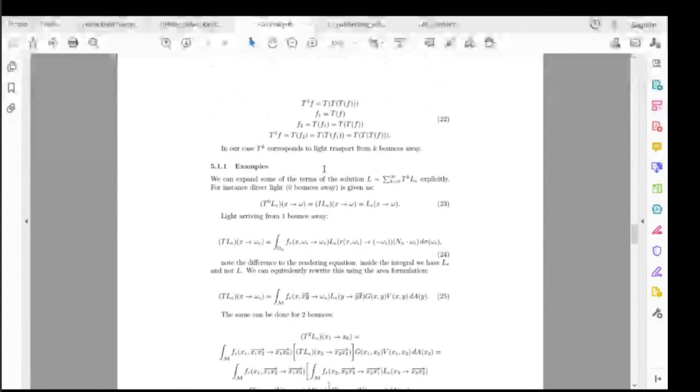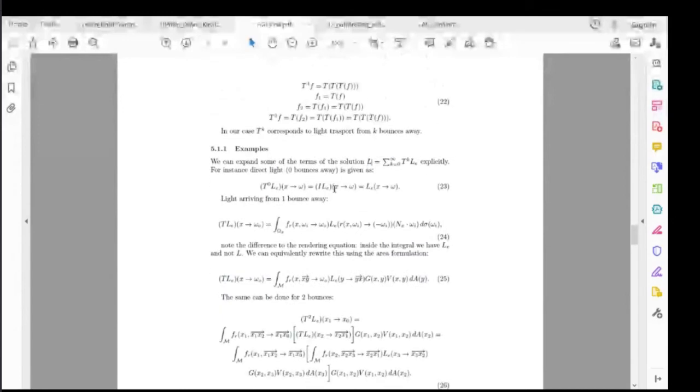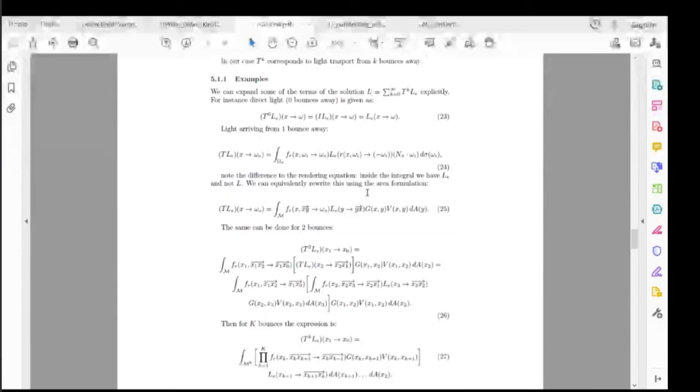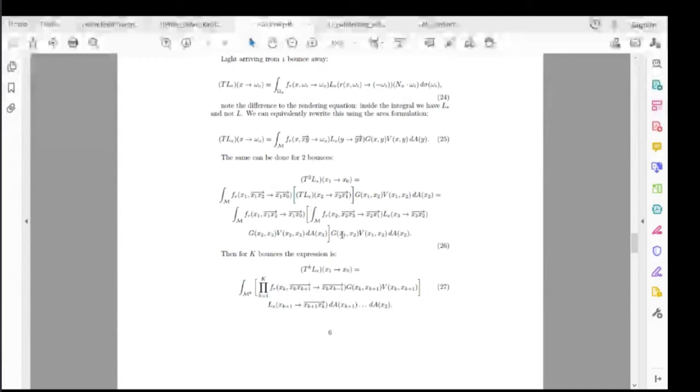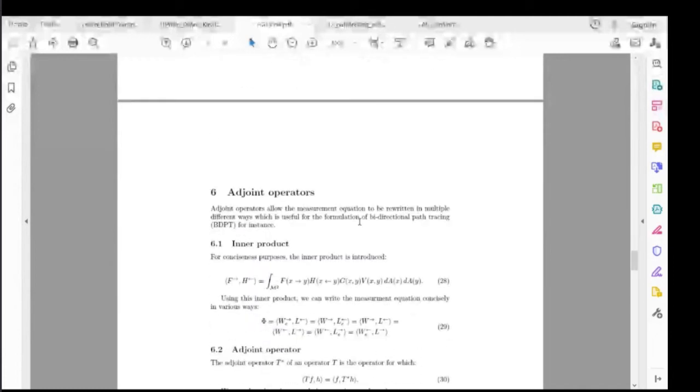No? Then now we have the solution for the radiance. We know how to write it in terms of integrals. And last chapter we saw how to numerically estimate such integrals, regardless of the dimensionality. So we can continue on to adjoint operators, which would allow us to get formulations from which you can derive bidirectional path tracing.